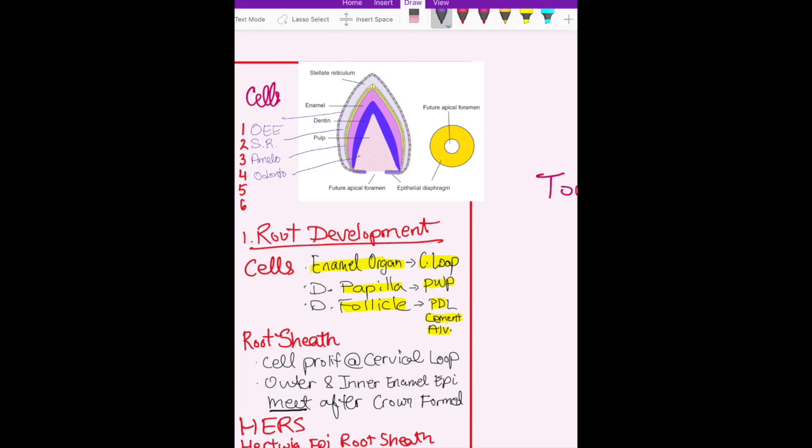We have the epithelial diaphragm, which forms right at the corner, at the tips, and it kind of does a bend towards the root. So we have the apical foramen, where the canals and arteries will enter the pulp. Oh, I forgot the stratum intermedium. Stratum intermedium is basically right on top of the enamel cells, and they provide the nutrition for that.